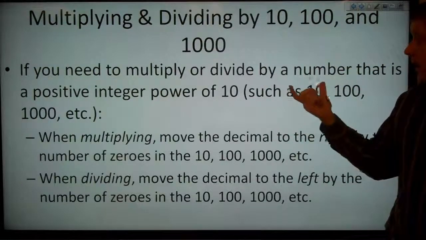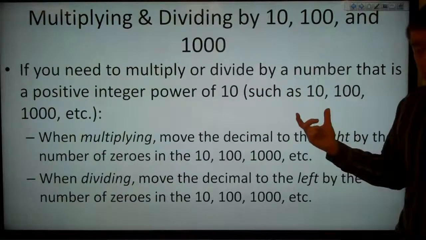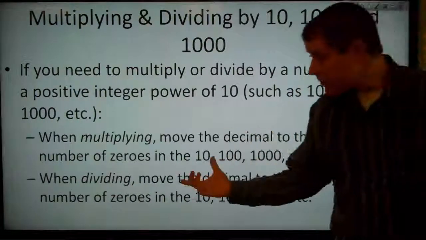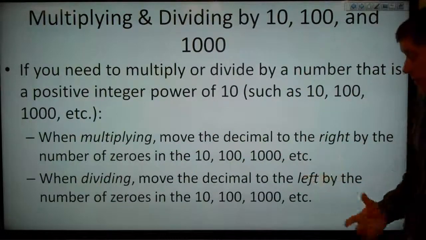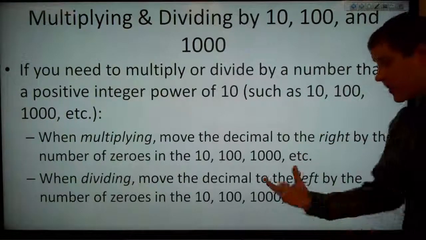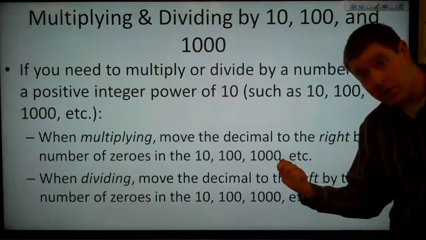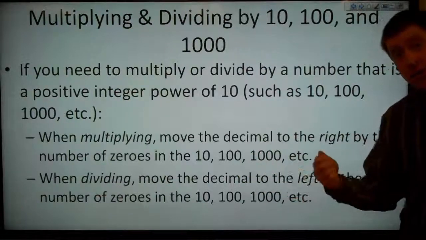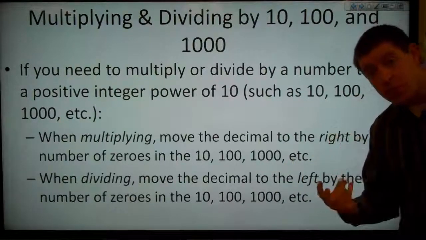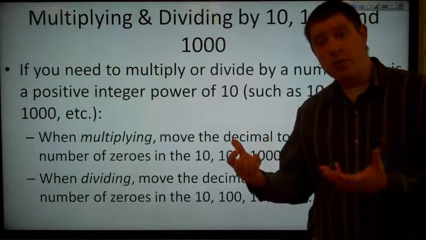Now let's look at multiplying and dividing by 10, 100, and 1,000. If we need to multiply or divide by a number that is a positive integer power of 10, like 10, 100, 1,000, and so on, we have a few steps. When multiplying, we want to move the decimal point to the right by the number of zeros in the 10, 100, or 1,000. So if we're multiplying by 10, we move it to the right 1 place. If we're multiplying by 100, we move the decimal point to the right 2 places because we have 2 zeros in 100. If we're multiplying by 1,000, we have 3 zeros, so we're moving the decimal point to the right 3 places.